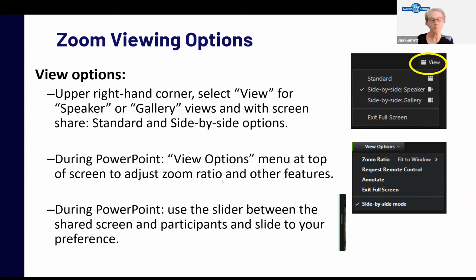So in terms of the viewing options for Zoom, in the upper right-hand corner, you can select view for speaker or gallery views. That means you'll either see just the speaker or the whole gallery along with the slides. And you can also do standard side-by-side options. During the PowerPoint view, options menu at the top of the screen, you can adjust the zoom ratio and other features. And you can also use the slider between the shared screen and the participants to slide it to your preference as far as how big you want the slides to be and how big you want the participants to be.